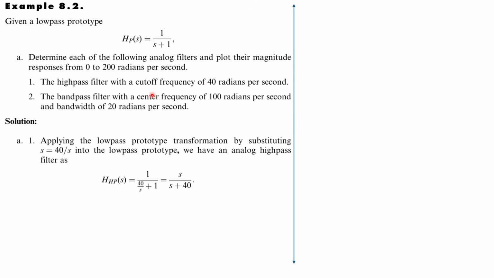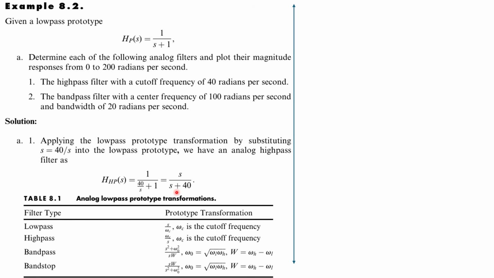So high pass filter with the cutoff frequency of this, and band pass filter, right? So how will you do? Already you know how to design the high pass filter and band pass filter. Just check the previous slide if you have any confusion. So here we are going to replace s with s over omega, where omega is your 40. It is already given in the question, right? So put that in, replace, and get the value of H(s).